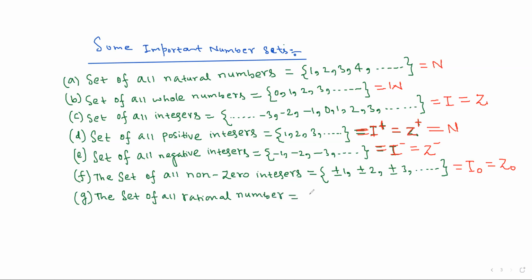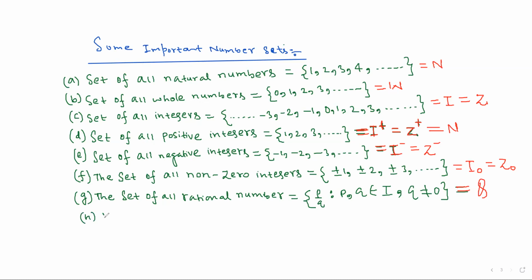So guys, you know very well a number which can be written in the form p by q, where p and q are integers and q is not equal to 0, is called a rational number. So basically, a rational number is p by q such that p and q both belong to integers. And one important thing is that q is not equal to 0, because anything divided by 0 is not defined. The rational numbers are represented by capital Q. No doubt, this is totally clear.